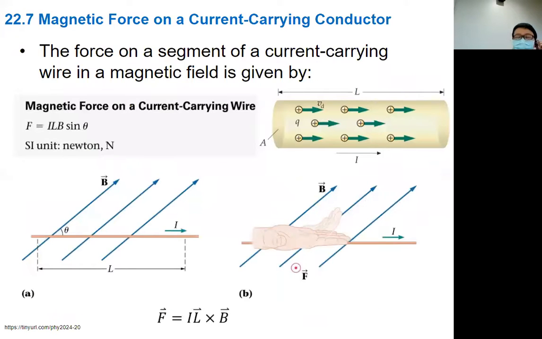We talked about the magnetic force a current-carrying conductor or wire experiences due to the magnetic field. That's equal to I times L times B times sine of theta, where I is the current, L is the length of the wire, B is the magnetic field, and theta is the angle the wire, or the direction of the current, and the B field make.